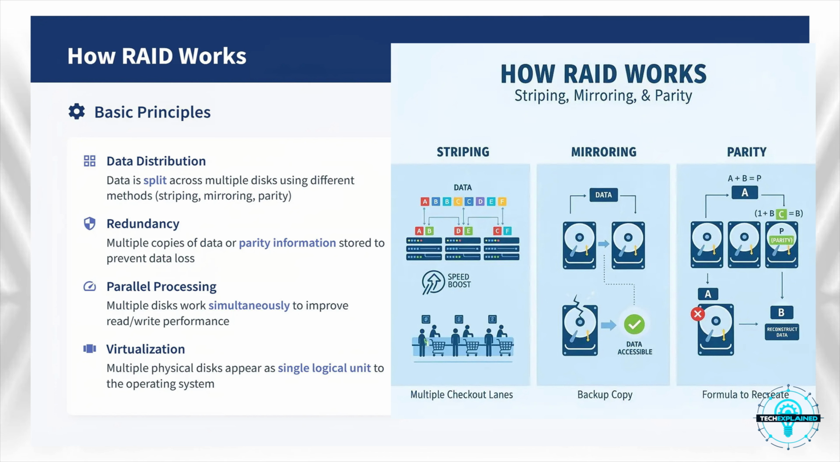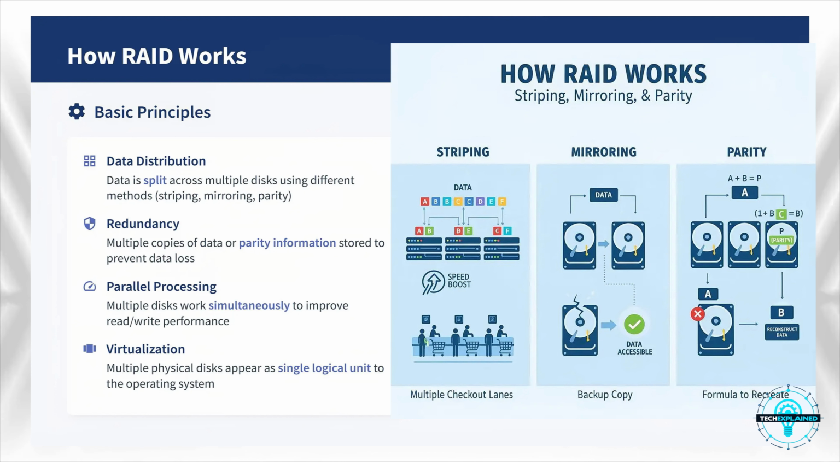Mirroring creates an exact copy of data on two or more drives. If one drive fails, the data remains accessible from the mirror drive. This is similar to making a backup copy of an important document. If the original is lost or damaged, you still have the backup. Parity is a mathematical technique that calculates additional information based on the data being stored. This parity information can be used to reconstruct lost data if a drive fails. It's like having a formula that can recreate missing information if you know the other values.